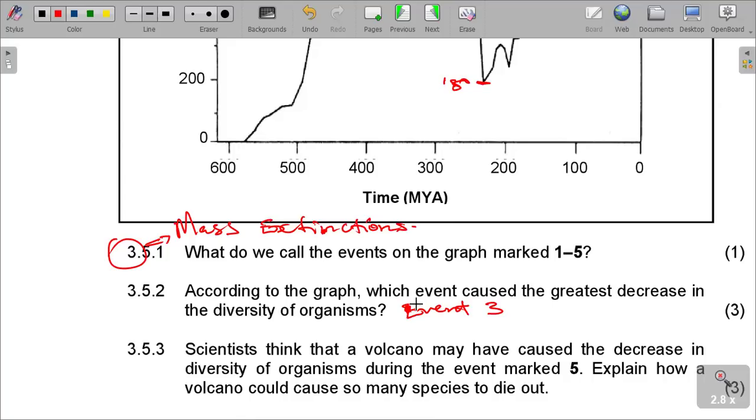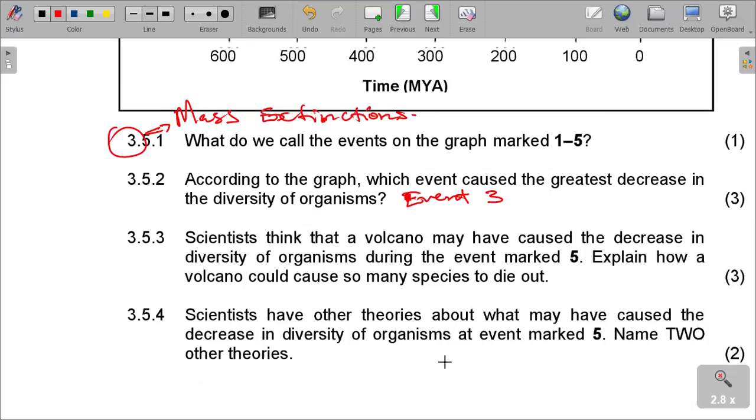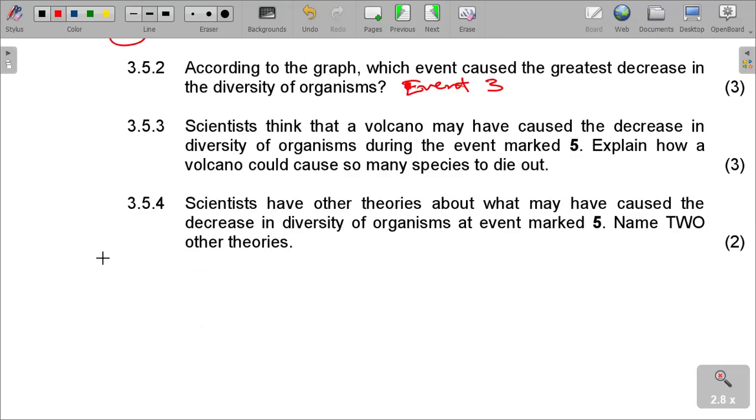And then the next question is saying, scientists think that a volcano may have caused a decrease in the diversity of organisms during the event marked 5. Explain how a volcano could cause so many species to die. Question 3.3.4.